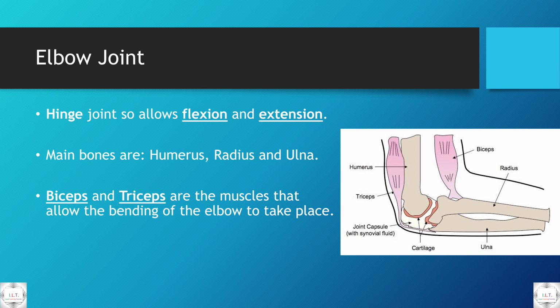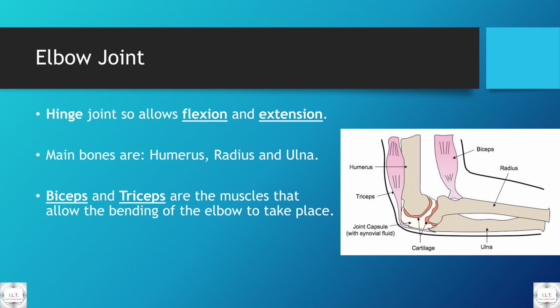The first joint we're going to look at is the elbow joint. And the elbow joint is an example of a hinge joint because it allows flexion and extension. So you imagine when you do a bicep curl, this is an example of flexion at the elbow. And the main bones involved are the humerus, radius and ulna.